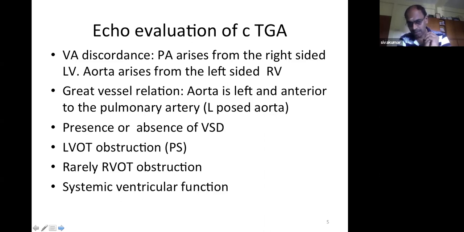VSD may be present or absent, pulmonary stenosis may be present or absent. Right ventricular outflow tract obstruction is rare. Systemic ventricular function is often impaired.